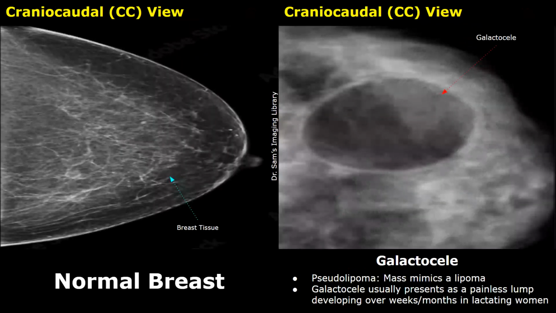A galactocele may sometimes resemble a lipoma, appearing as a radiolucent mass. It usually presents as a painless lump developing over weeks or months in lactating women. So one way to differentiate a galactocele from a lipoma is that it is usually present in lactating women and develops over weeks to months.